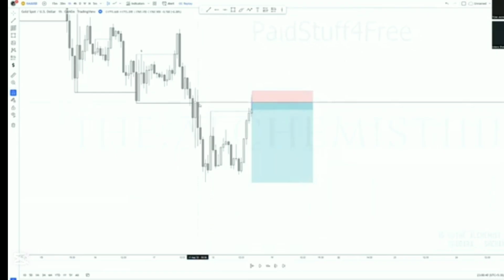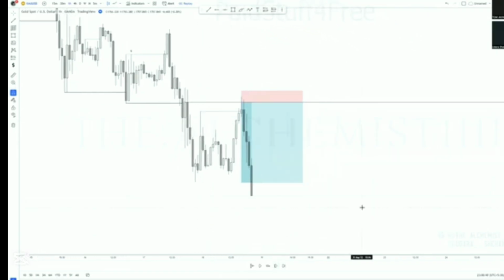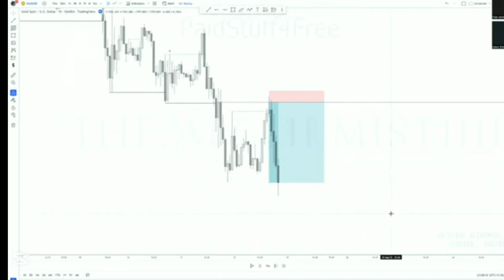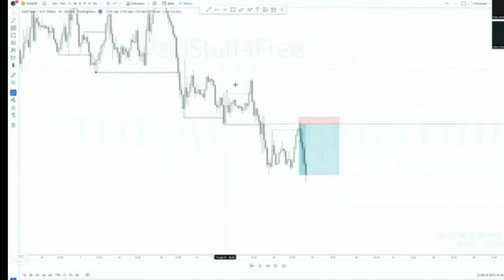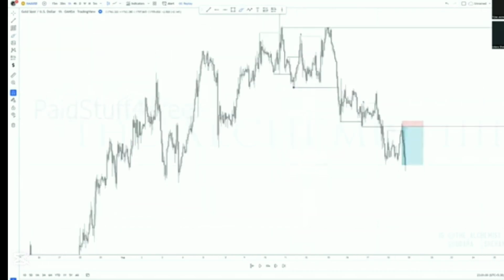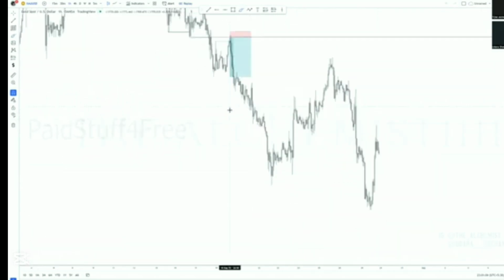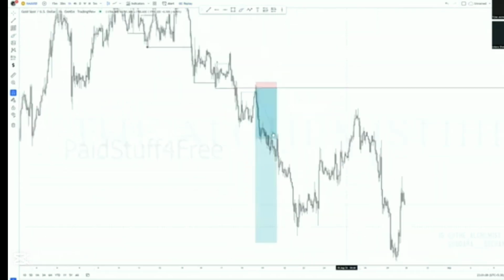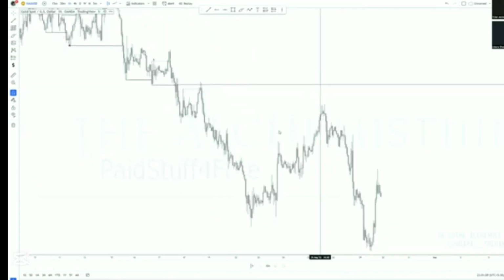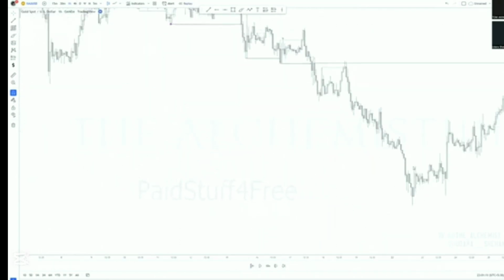Liquidity taker, daily point of interest, and another drop. See that? Same exact setup. Stop hunt, breakout structure, liquidity, time, high time frame point of interest, and time. So look at the drop. Okay, you can see that, right? Now look at this one. To show you, go to the 4 hour.